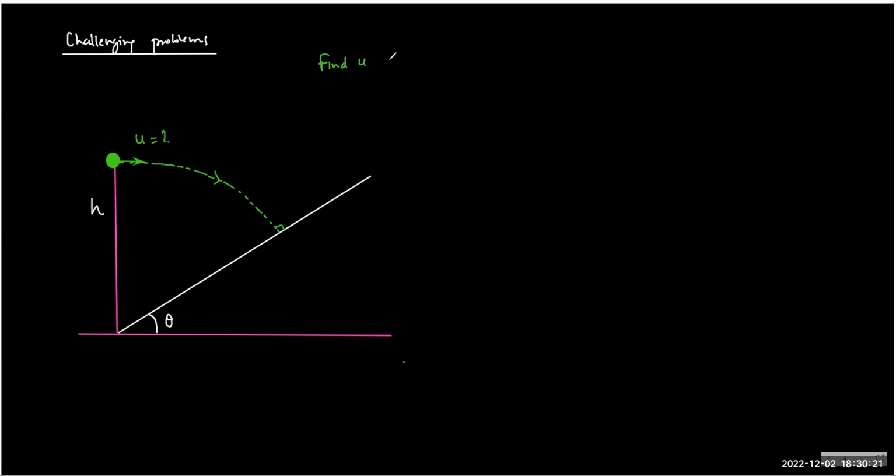So find u such that the ball hits the plane at a right angle, and the ball is thrown horizontally. Okay.